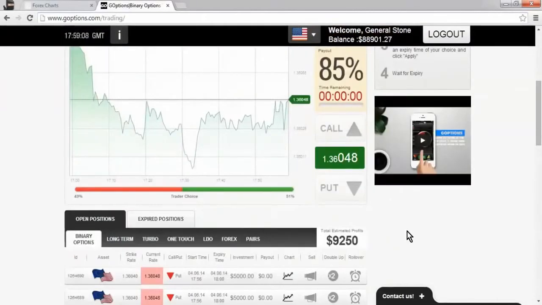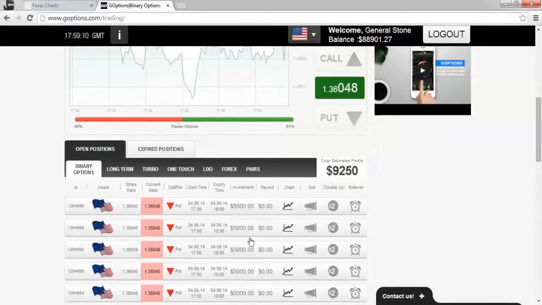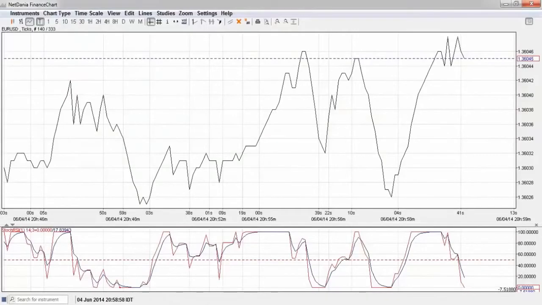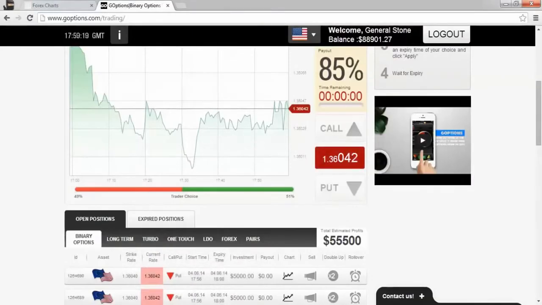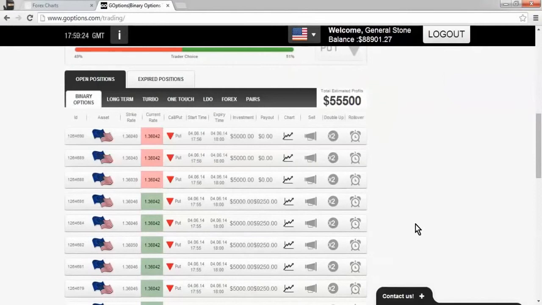So fingers crossed, we're going to see in the next 50 seconds a nice drop off on the price, and I won't end up with a losing situation. So let's just have a look here. You can see the price is skidding around. It's dropping down right now. We've got just about 30 seconds left to go.